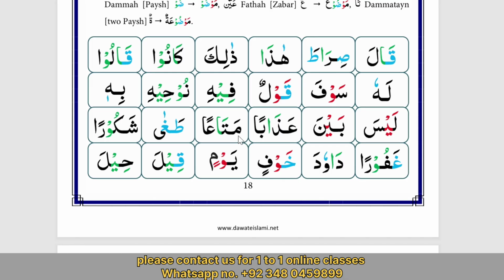Mim zabar ma. Ta alif zabar ta. Mata. Ain do zabar an. Mata an, alif madda. Ta zabar ta. Ghain zabar gha. Taghā. Ta and ghain are from mustalia letters.